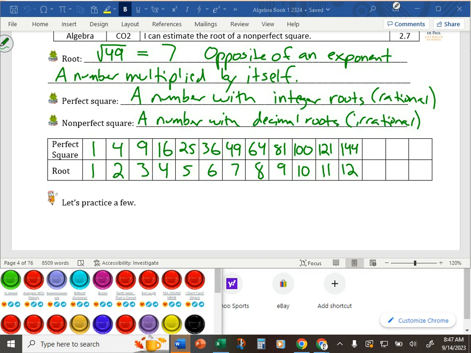Then, this one runs right by our school. It's the highway. 169, which is 13. Then what's 14 squared? 196. And lastly, 15 squared? 225.